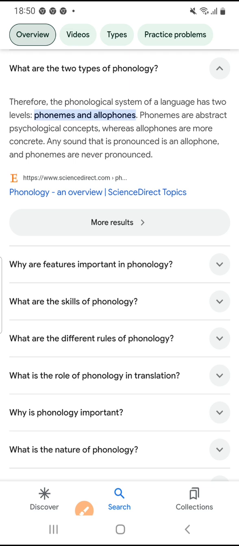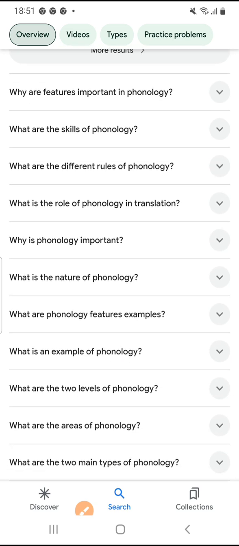Now, the two levels of the phonological system are phonemes and allophones. Phonemes are abstract, psychological concepts, whereas allophones are more concrete. Any sound that is pronounced is an allophone, and phonemes are never pronounced. So please take care, right?